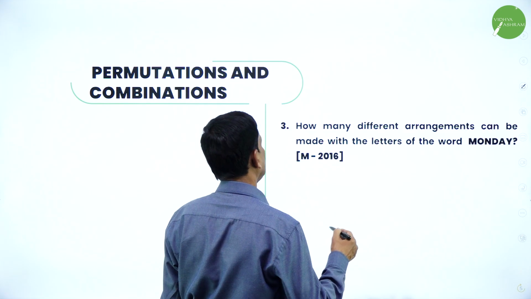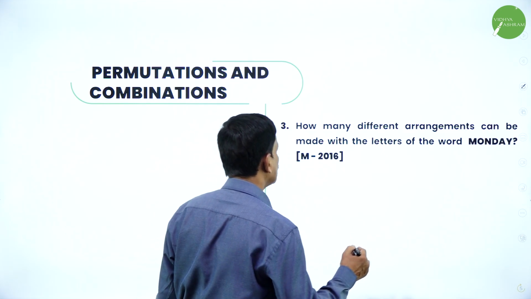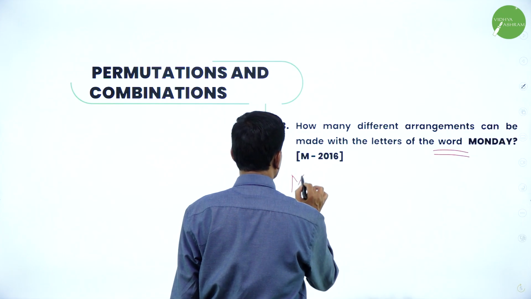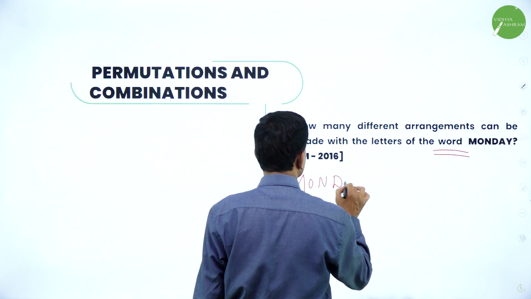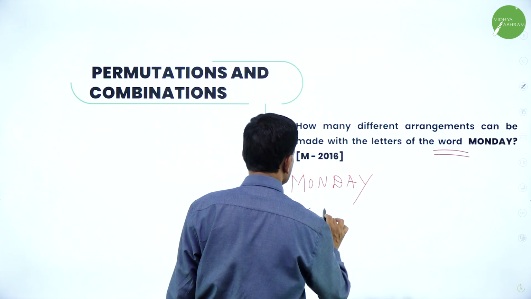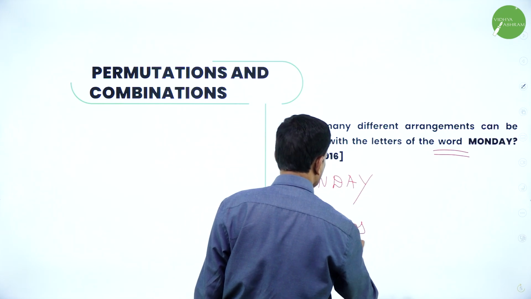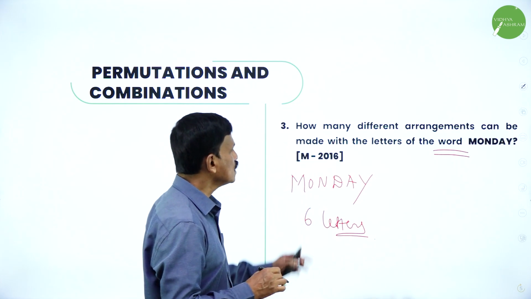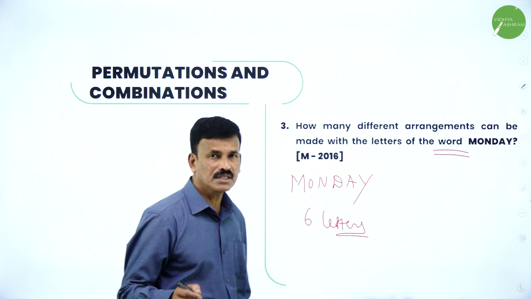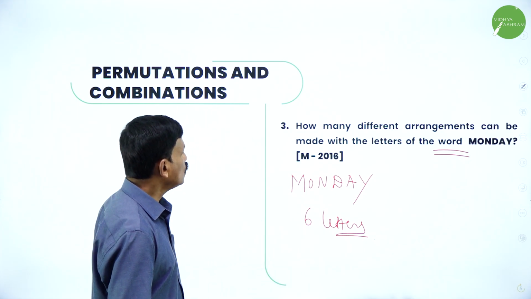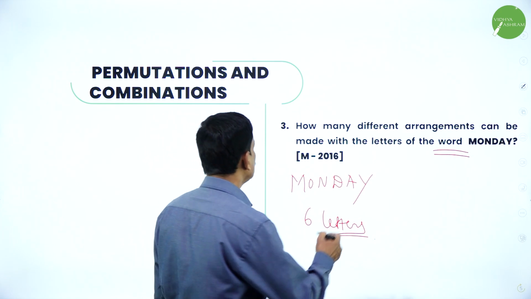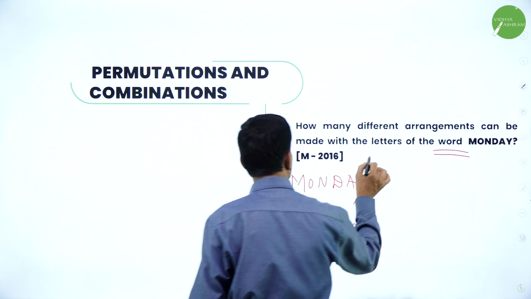How many different arrangements can be made with the letters of the word Monday? So in Monday, how many letters are there? M-O-N-D-A-Y. So there are 1, 2, 3, 4, 5, 6. 6 letters are there. So using these 6 letters, how many different arrangements can be made? Right. Now listen. So here this word Monday contains 6 letters.